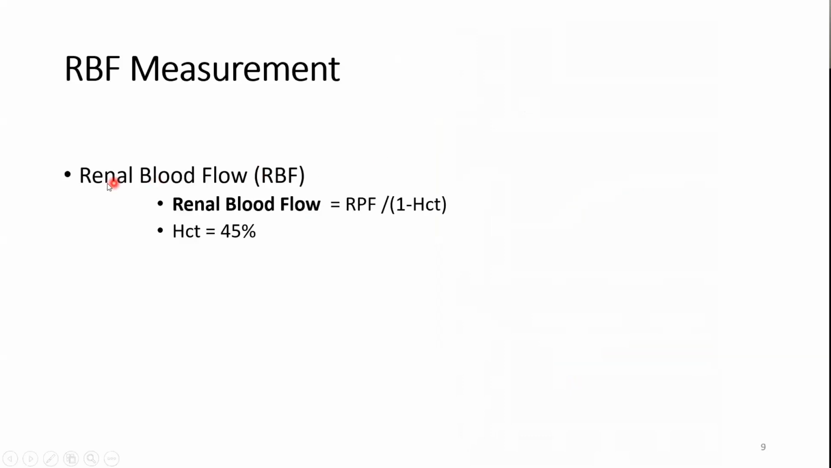Then the rest is, as they say, chemistry. Renal blood flow is basically renal plasma flow divided by 1 minus hematocrit, which is 45%. And this is easy peasy, not a problem. Renal blood flow gets calculated.